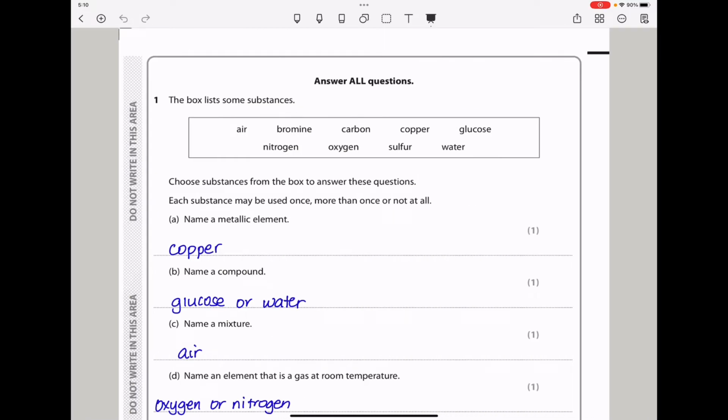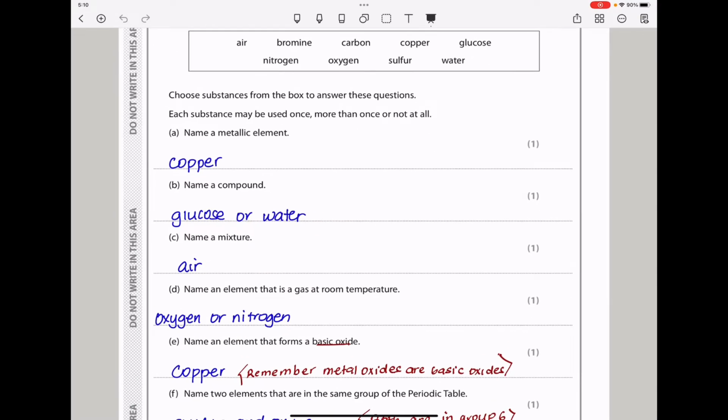Question 1 says, the box lists some substances. We have air, bromine, carbon, copper, glucose, nitrogen, oxygen, sulfur, and water. They say, choose substances from the box to answer these questions. Each substance may be used once, more than once, or not at all. The first question asks, name a metallic element. The only metallic element here is copper.